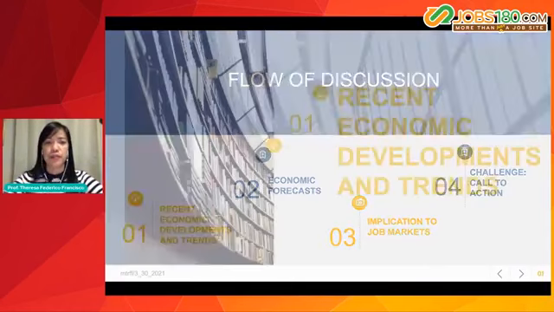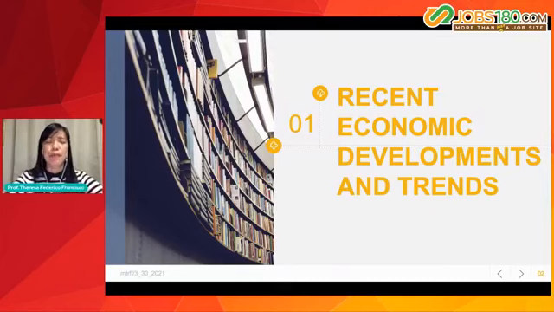Now, for the recent economic development trends, let us see the Philippine situation before COVID-19 attacked the world. The Philippine economy before the pandemic was considered one of the fastest growing economies in Southeast Asia, with real GDP growth at about 6% over a 10-year period and a 6.4% average from 2010 to 2019.